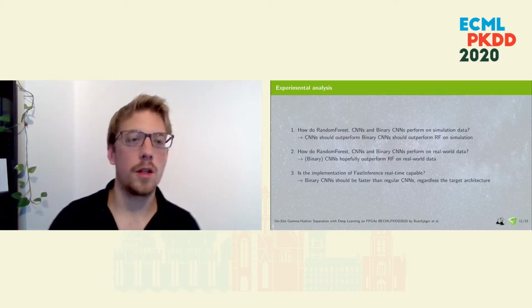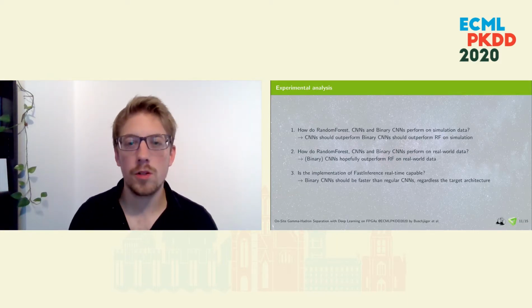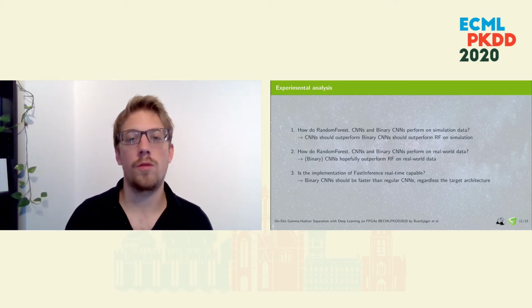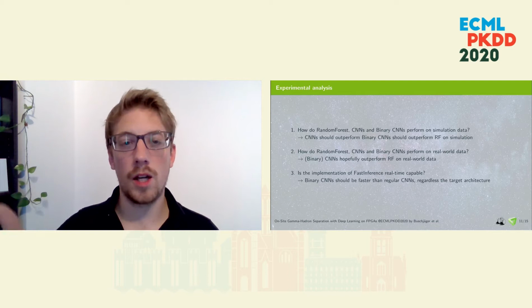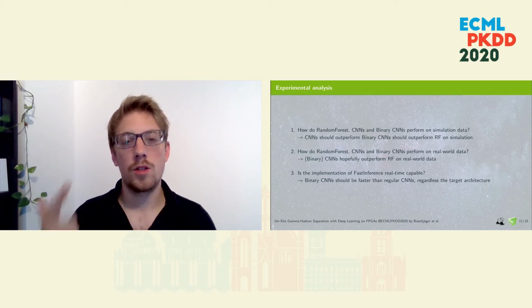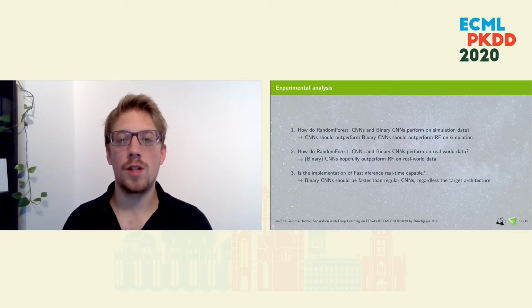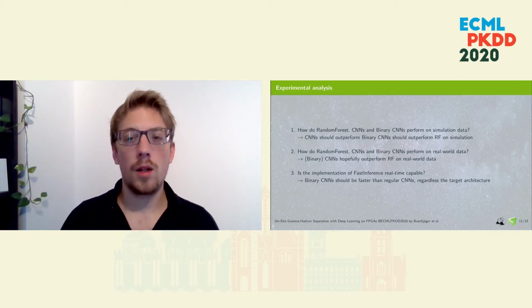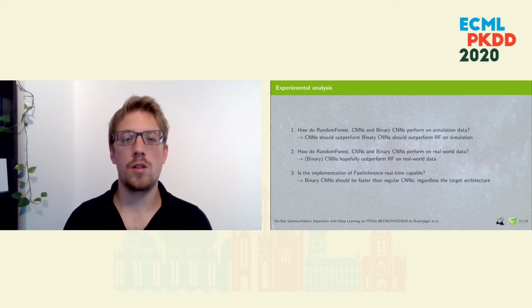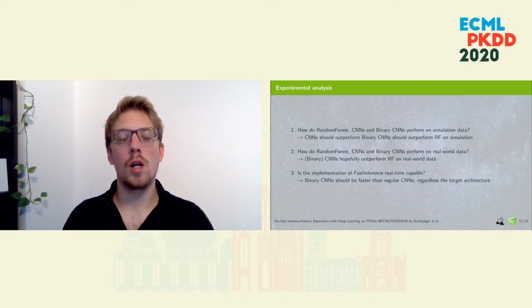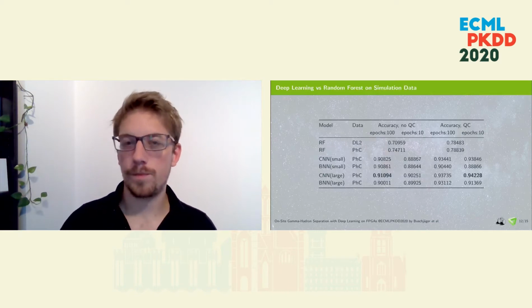So for our experimental analysis, we had 3 questions. First, do CNNs and binary CNNs outperform random forest using high-level features on the simulation data? Second, how does it look in the real world? So we know that random forest generalizes pretty well in this context, and we weren't sure if CNNs and binary CNNs would do the same. And then last, is the implementation we provided really real-time capable?